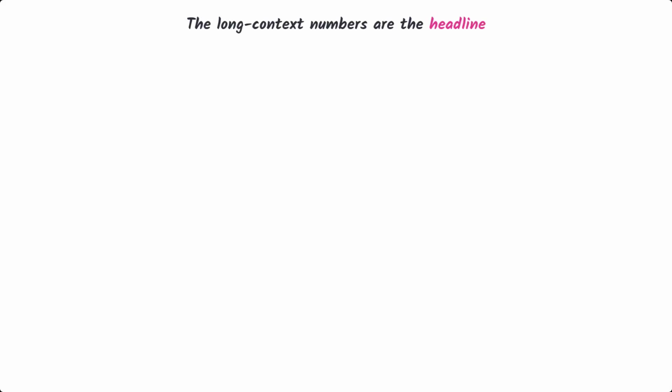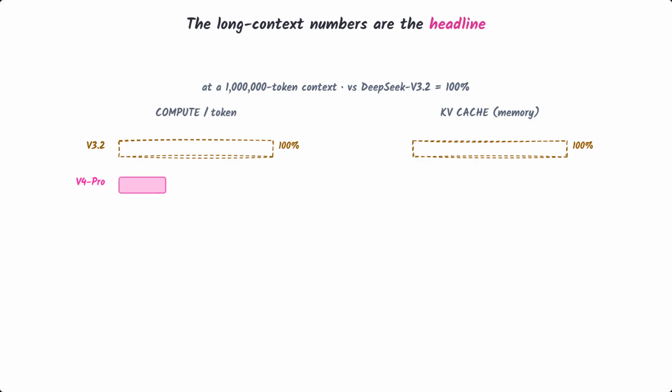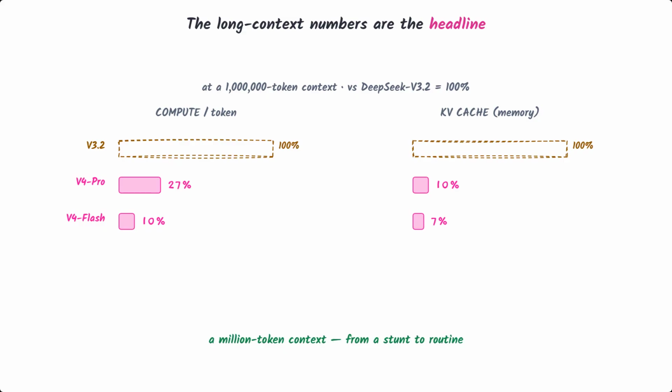Put it together, and the long context numbers are the headline. At a full million token context, DeepSeek-V4 Pro runs each token for just 27% of the compute its predecessor needed, and holds its memory in 10% of the KV cache. The lighter flash model pushes that to 1/10 of the compute and 7% of the memory. That's the difference between a million token context being a stunt and being routine.